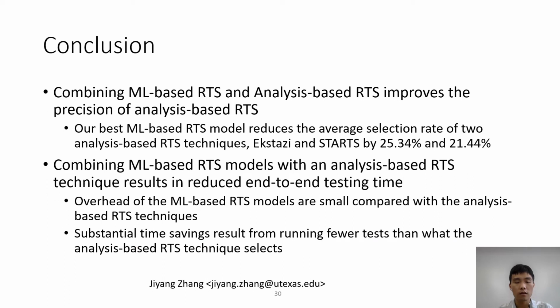In conclusion, we find that, first, when combining ML-based RTS models with analysis-based RTS techniques, our best ML-based RTS model reduces the average selection rate of 2 analysis-based RTS techniques by 25% and 21% respectively, while still selecting all failing tests.